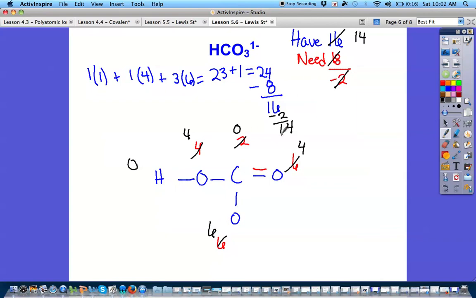So 4 plus 4 is 8, sorry, plus 6 is 14. Sorry about that. So that zeroes out, so now we can just apply our dots.